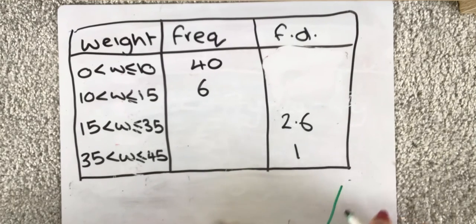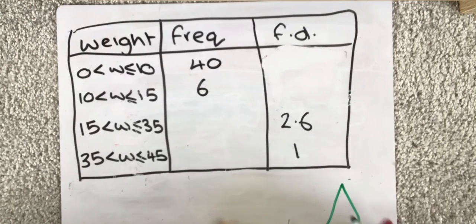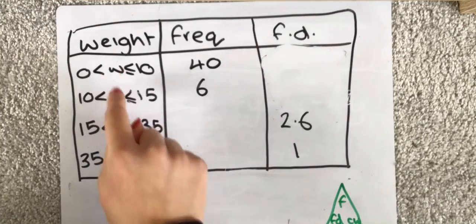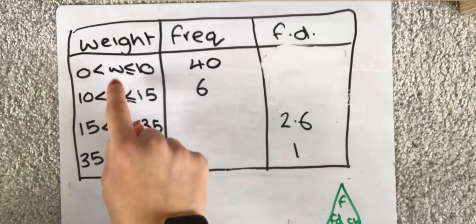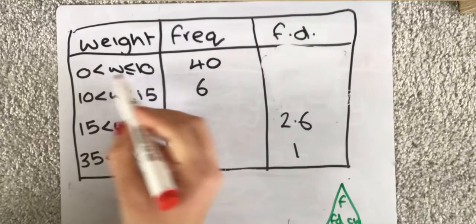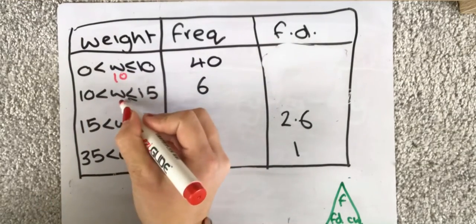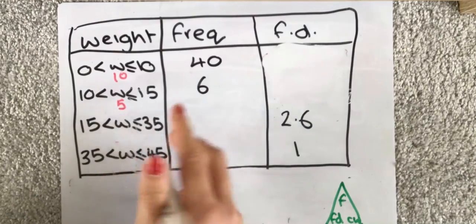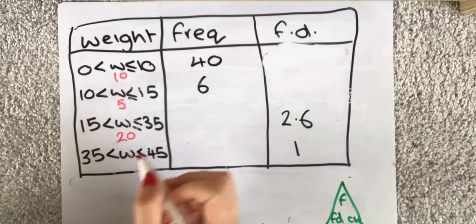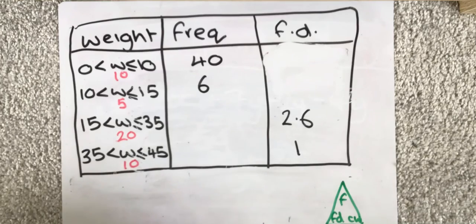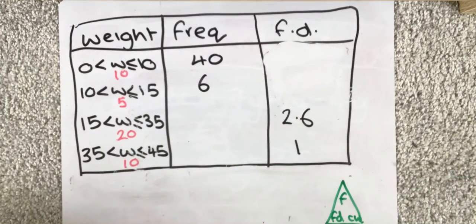So first thing to do, I'm just going to write down my little triangle. So I've got my F, FD and CW, just so I can remember what I'm doing. Now what I quite like to do with this is always write down what my class width is. Okay, so in the first case it's going to be 10, then I'm going from 10 to 15, so it's going to be 5. 15 to 35 is going to be 20, and 35 to 45 is going to be 10. Okay, and then I just have to follow through the process.